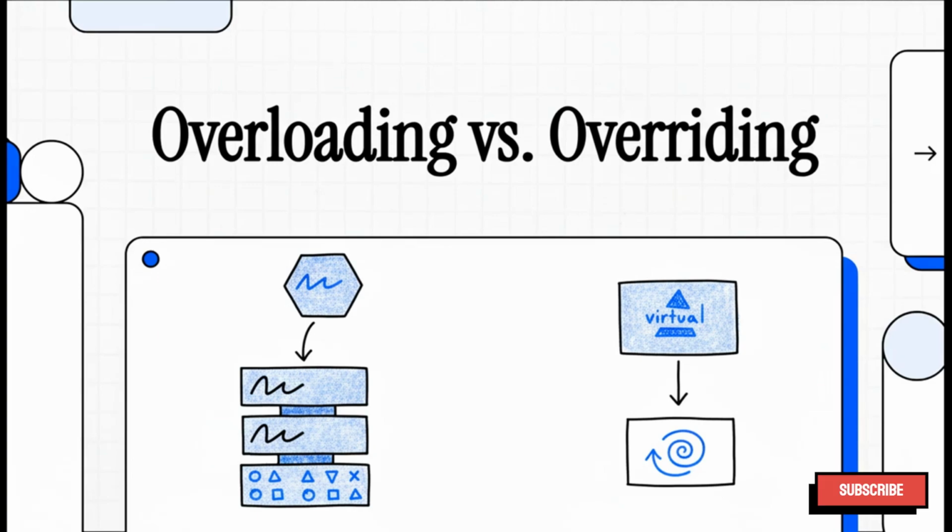All right, let's talk about a core C-sharp concept that trips up so many people but is absolutely essential, especially in interviews. We're talking about method overloading versus overriding. By the end of this, you're going to get it, for real.